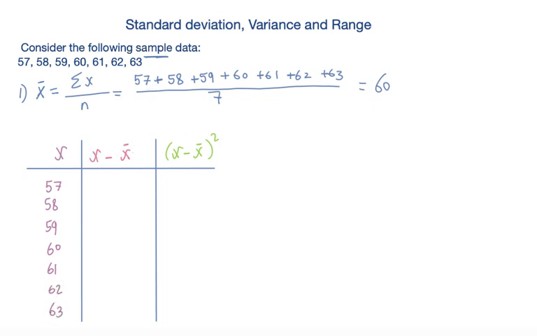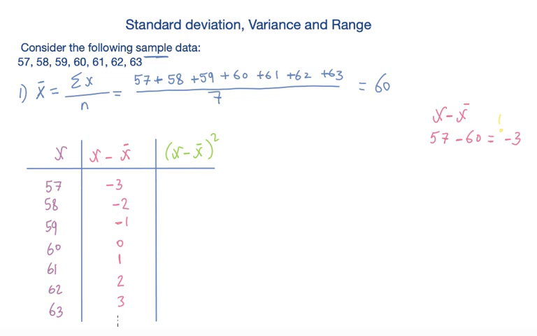In the second column, let's do the first one here. So X minus the mean. First number is 57. So 57 minus 60, which is the mean, gives you minus 3. And yes, don't panic if you see minus, that's correct. So minus 3. And the rest we're going to do as we did. So 58 minus 60 is minus 2, 59 minus 60 is minus 1, 60 minus 60 is 0, 61 minus 60 is plus 1, 62 minus 60 is 2, and 63 minus 60 is 3.